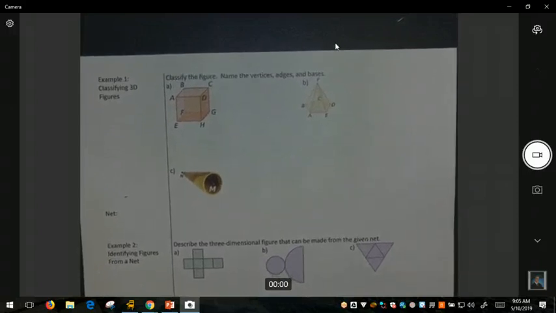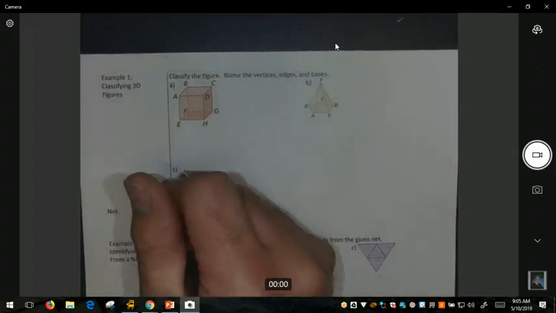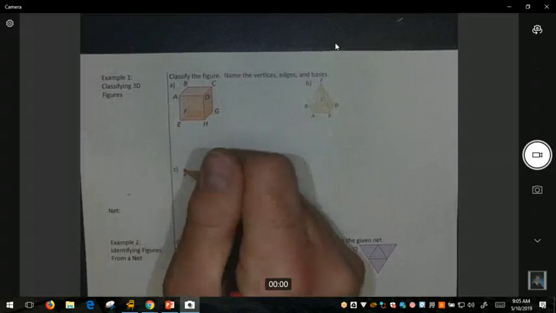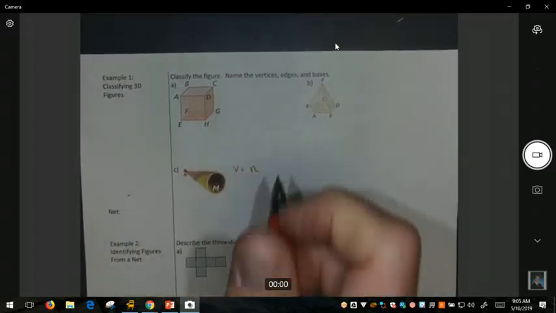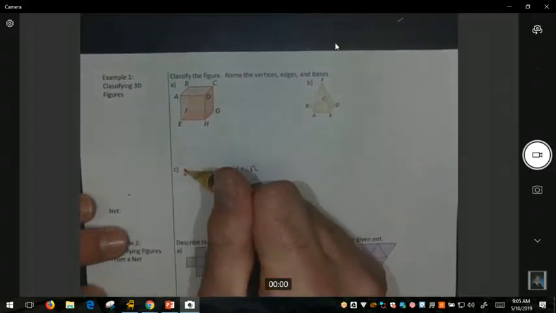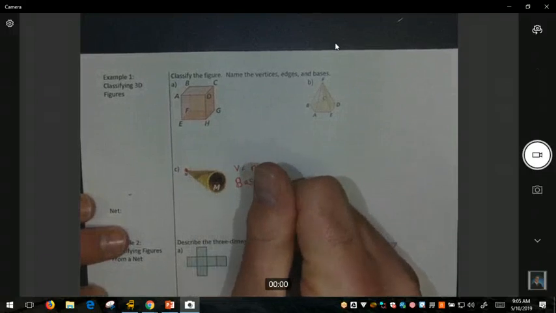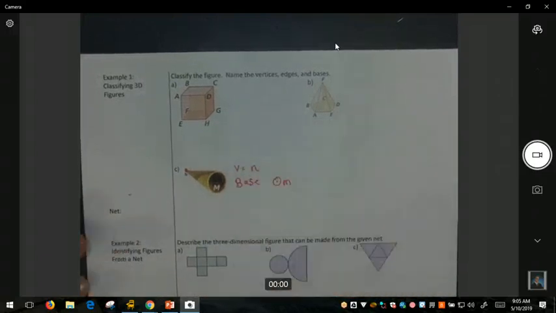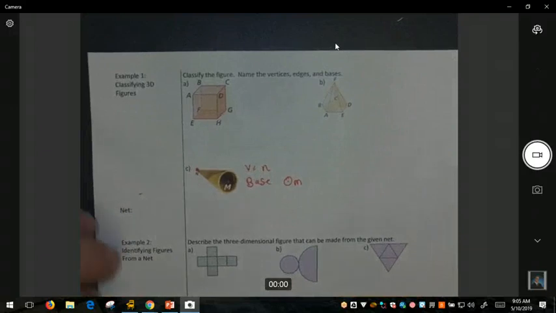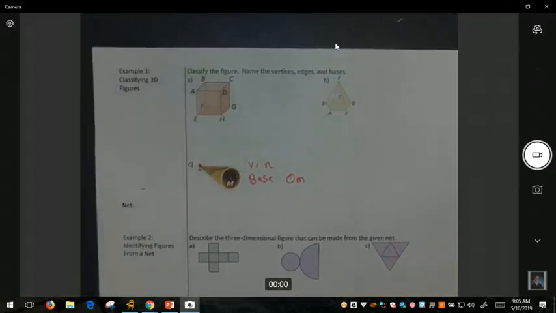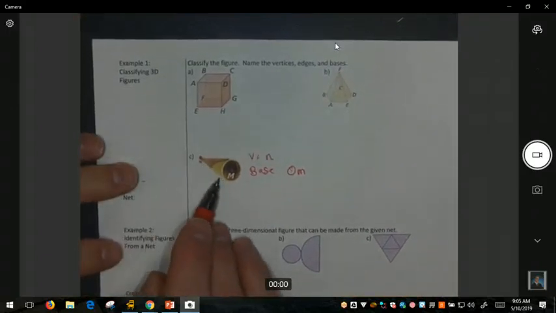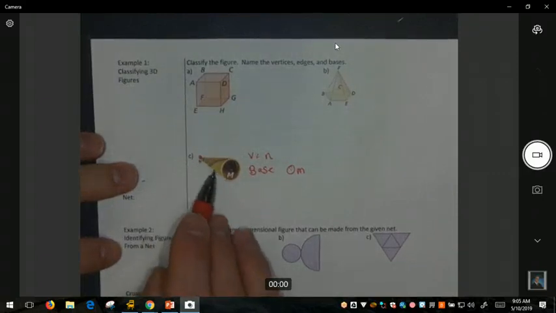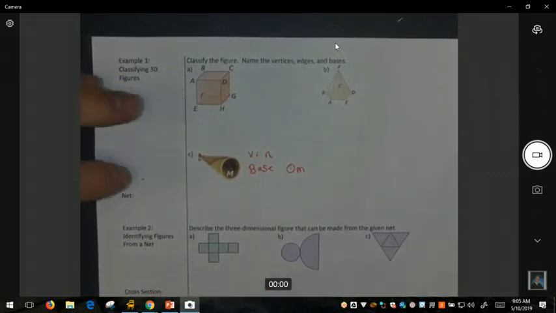One of these shapes has only one vertex. If you guessed C, you are correct. That has one vertex. The vertex is N. The base for this one is circle M. We name it based on its center. No edges for a cone. There are sides, but it's not really an edge because there's no vertices that are connecting to form the edge.